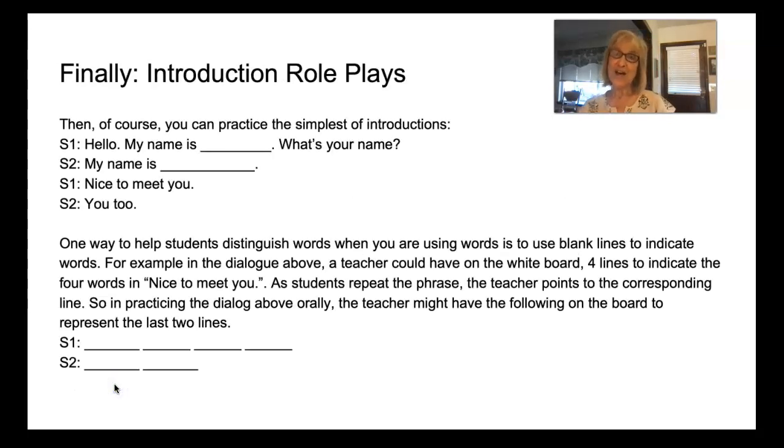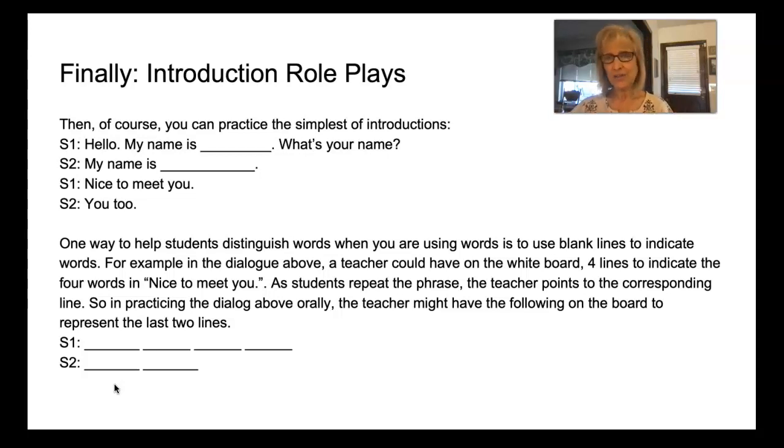So at this point now, you're ready to do the simplest of introductions where you, and again, always model it yourself first. So you would get a volunteer student and stand up maybe in front of the class, if that feels right for the two of you to stand in front of the class, and say, hello, my name is Gail. What's your name? And the student would respond, my name is Hannah-Laura. Nice to meet you, Hannah-Laura. You too, Gail.